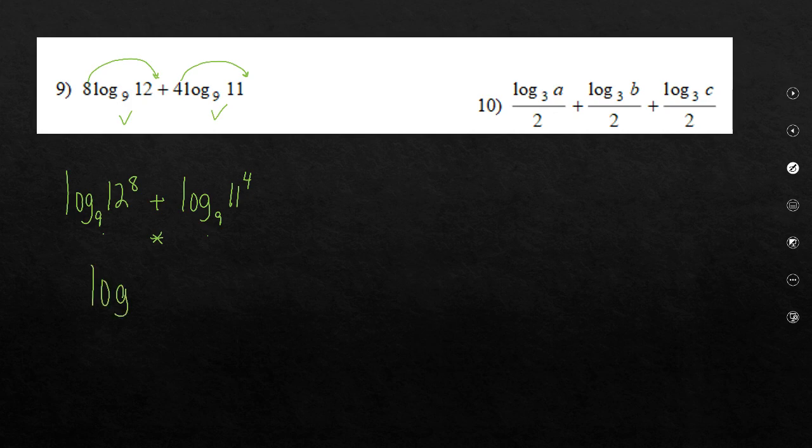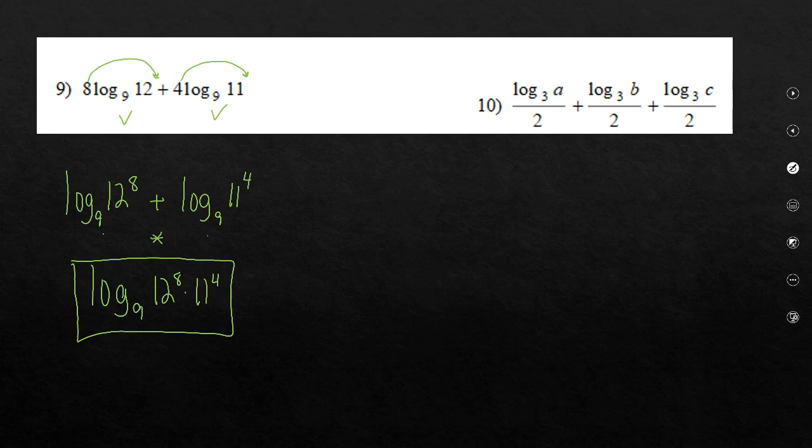So I'll write it as one log base 9 of 12 to the 8th multiplied by 11 to the 4th. I am 100% perfectly fine with this answer. I really don't want you to expand 12 to the 8th and multiply by 11 to the 4th power. Just leave it. This proves you know how the properties work.